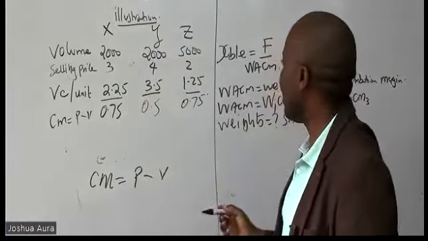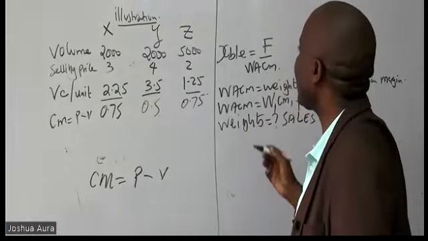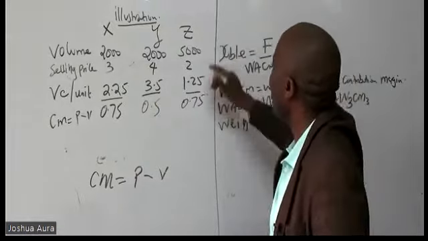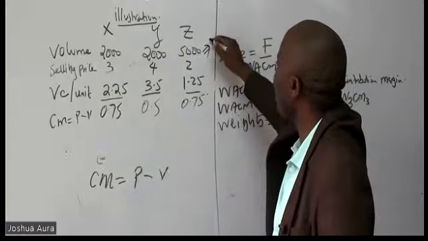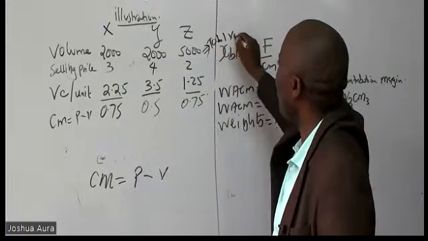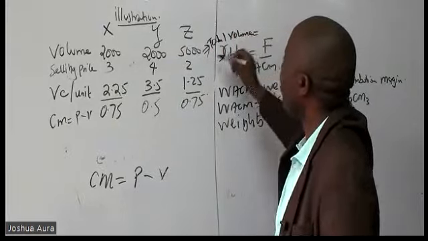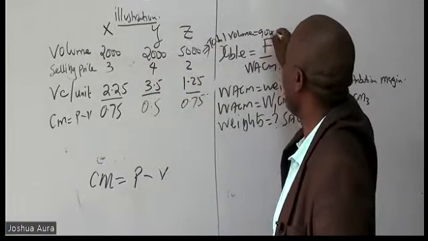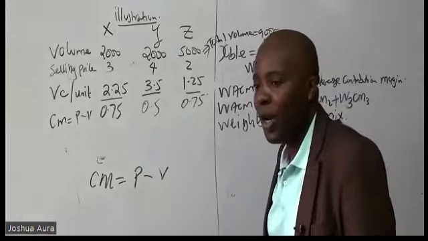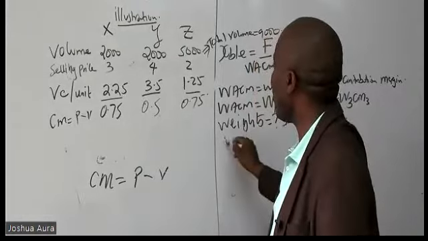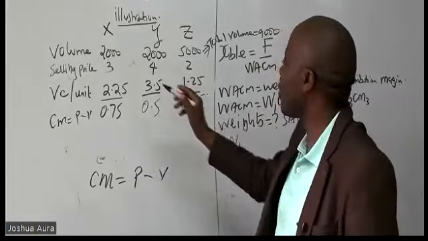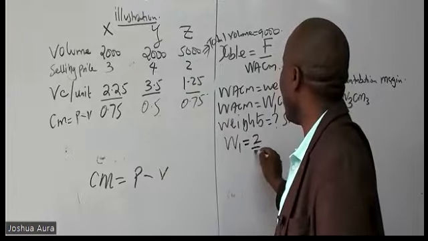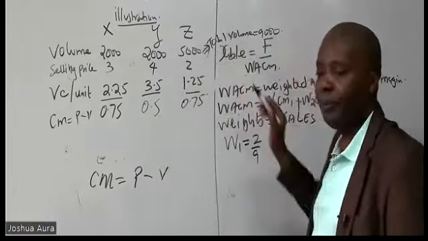So then, ladies and gentlemen, could you kindly give me the total here? What is the total volume? Is there somebody who can give me the total volume? This is 4 plus 5. This is 9,000. Great. So it means that the weight of the first product, which is X, will be 2/9. I've just chopped the 3 zeros.